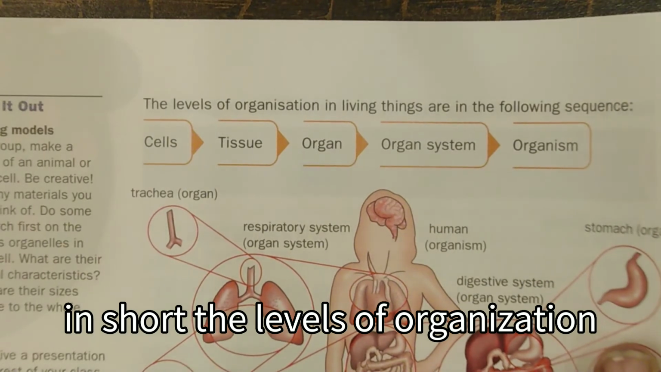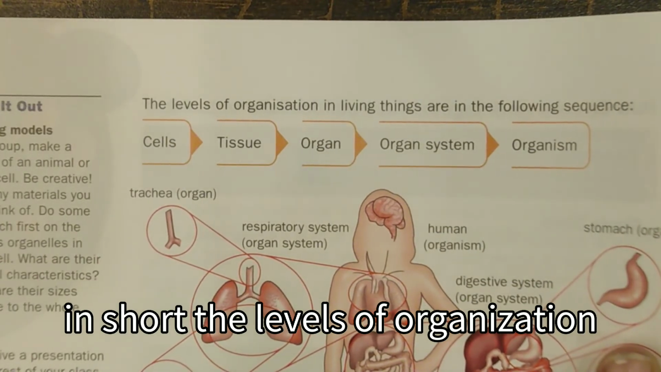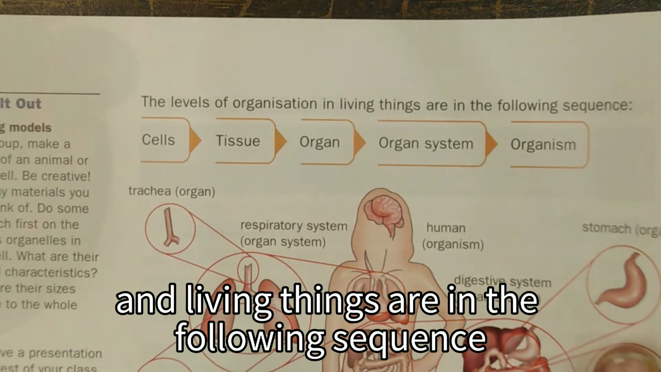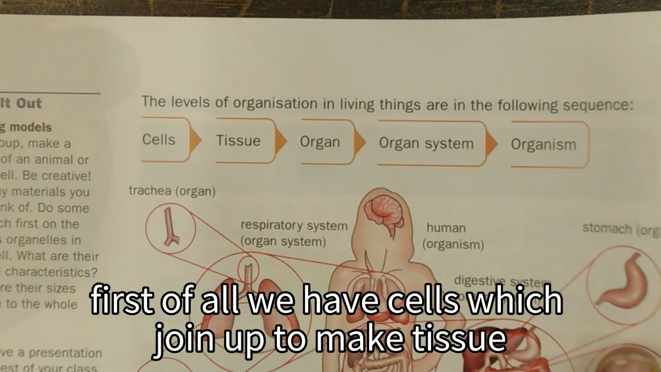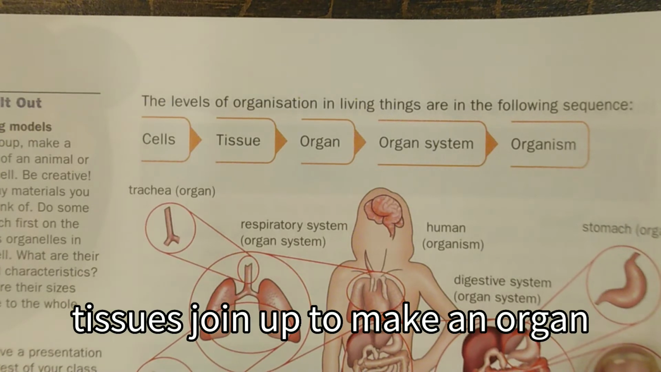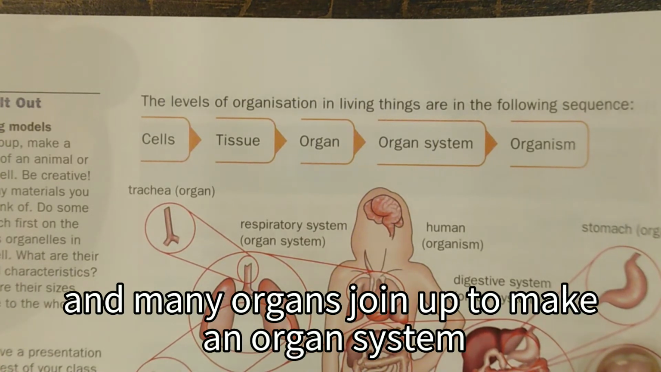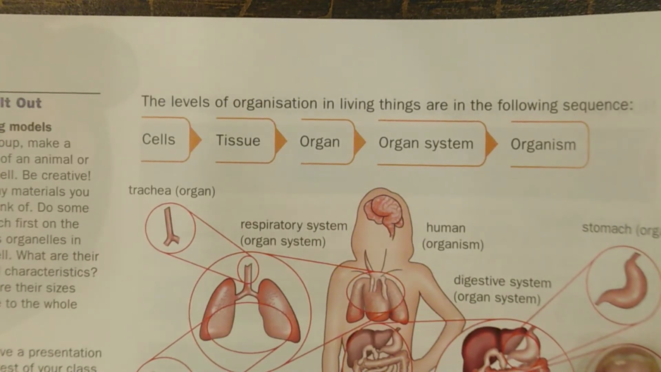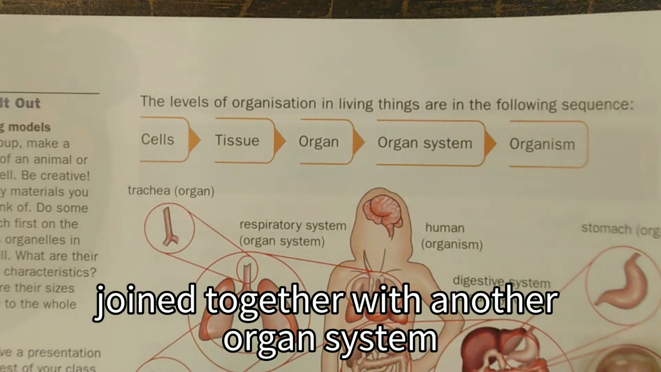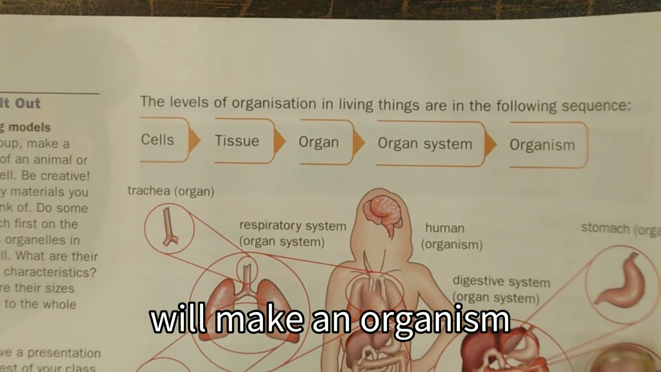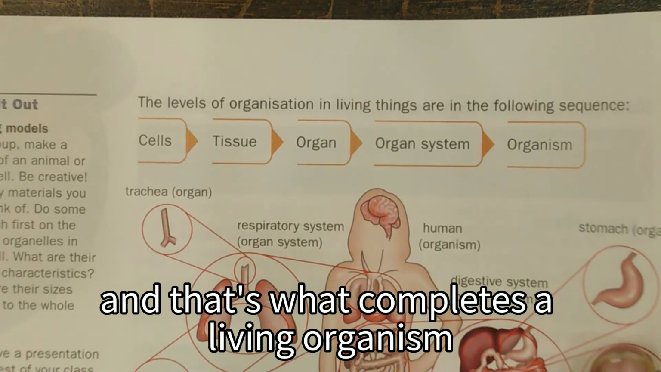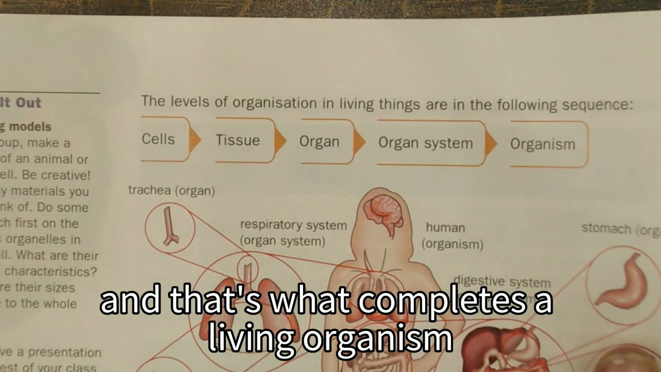In short, the levels of organization in living things are in the following sequence. First of all, we have cells which join up to make tissue. Tissues join up to make an organ, and many organs join up to make an organ system. A whole organ system joined together with another organ system will make an organism, and that's what completes a living organism.